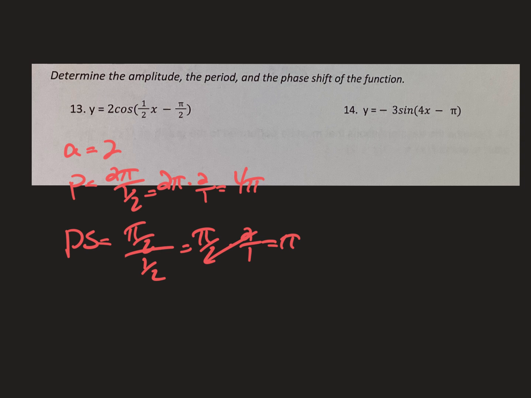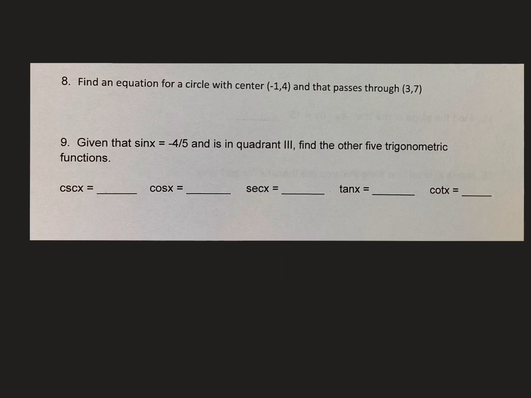No graph on these. The second one, amplitude is 3. Period is going to be 2 pi divided by b, which is 4. So it's going to be pi over 2. And then the phase shift is going to be the opposite of c, which is positive pi over 4. And there's that one. Okay, obviously I did a crazy job numbering that test.